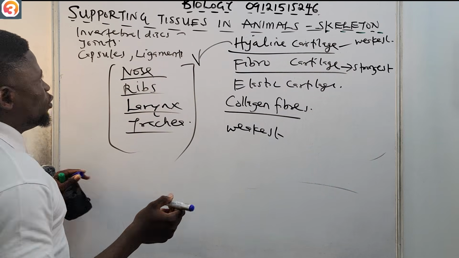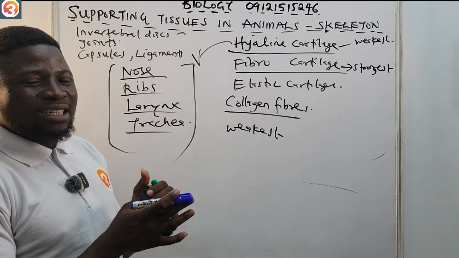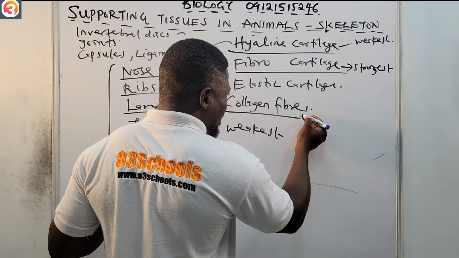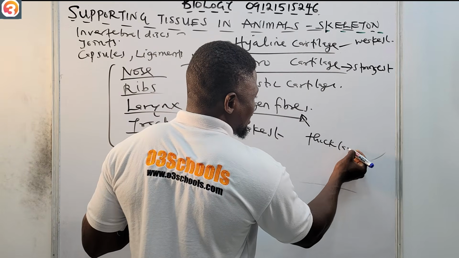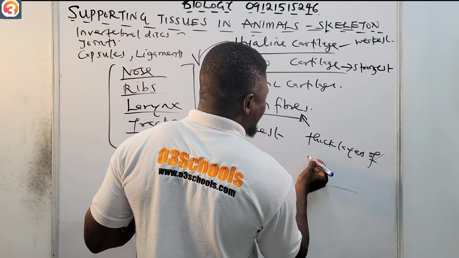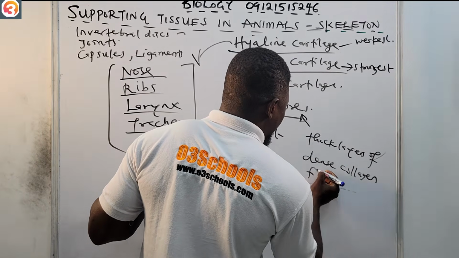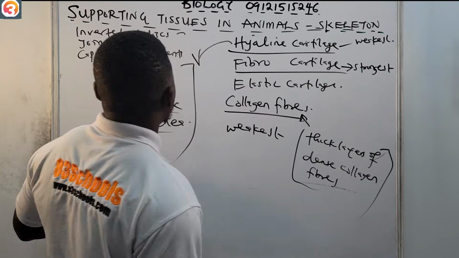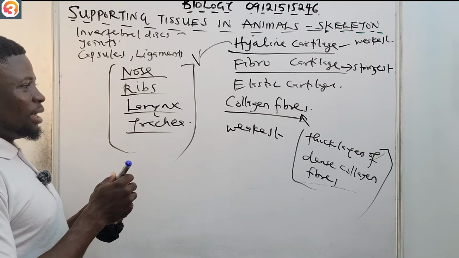It consists of thick layers of dense collagen fibers. It also has collagen fibers, but it consists of very thick layers of dense collagen fibers. So that is the fibrocartilage, the strongest.